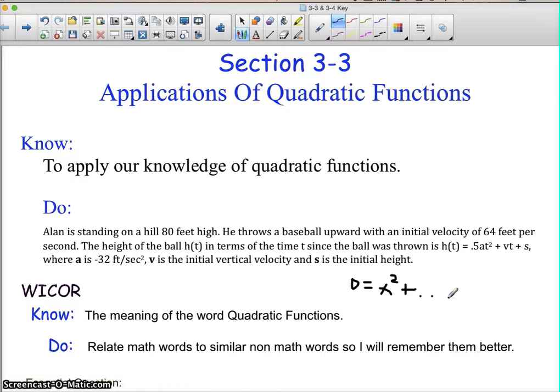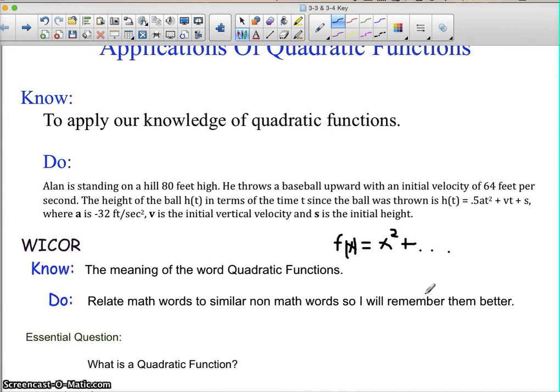So to make it a function, instead of us putting a 0 right here, we would simply have f of x. So if I erase that and I put f of x equal, that makes it a quadratic function. All right, so let me very quickly just draw this here. So that makes it a quadratic function. All right, so then our essential question today is, what is a quadratic function?